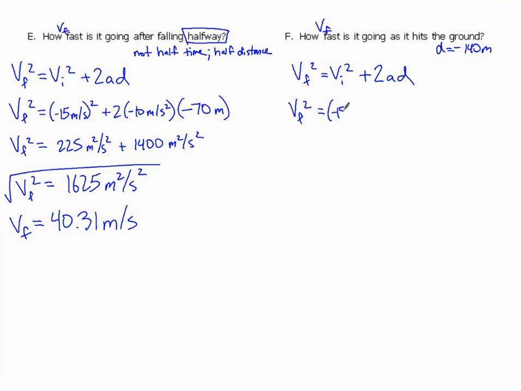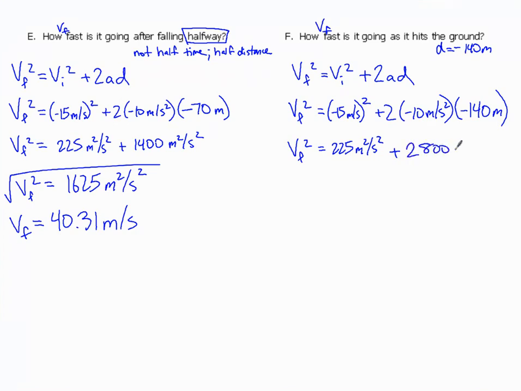Initial velocity is still -15 meters per second. Don't forget to square it. Plus 2 times the acceleration of gravity, -10, and the distance is -140 meters. So vf squared equals, again, this is 225 meters squared per second squared, plus this time we have 2,800 meters squared per second squared.